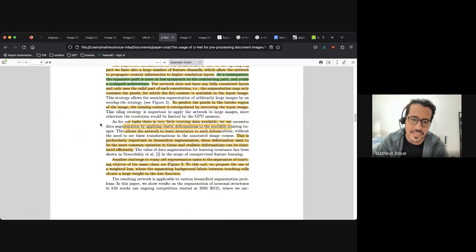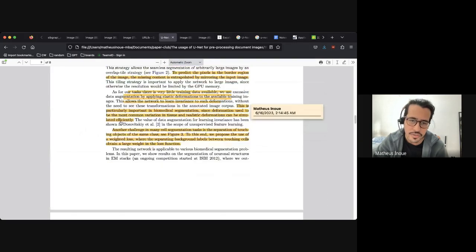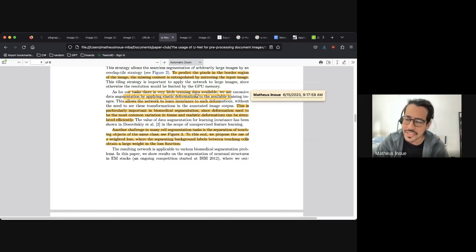And here I think is an important aspect that I'm also going to talk about in the other paper. Their tasks have very little training data available. It's like 30, 20 images, so it's really, really small, especially to train a neural network, right?